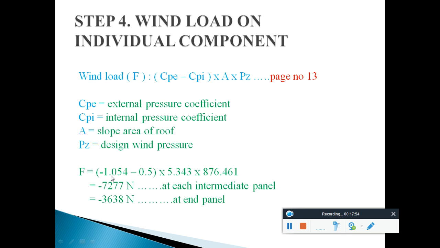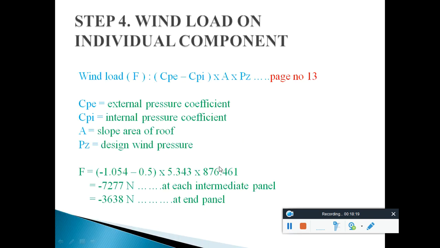Now just put the values in the formula. CPE is minus 1.054, CPI is minus 0.5, area is 5.343, and PZ is 876.461. When we calculate this, we will get 7277 Newton. On the intermediate panel this load will act; on the end panel, half of the load will act.